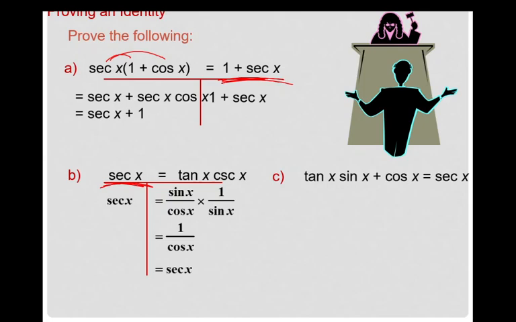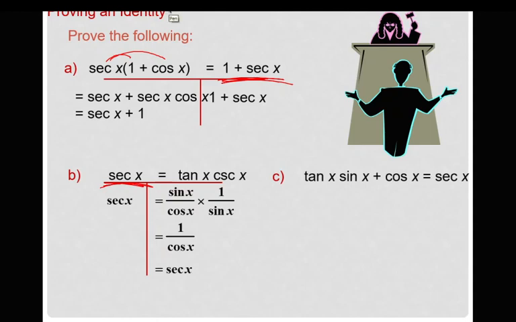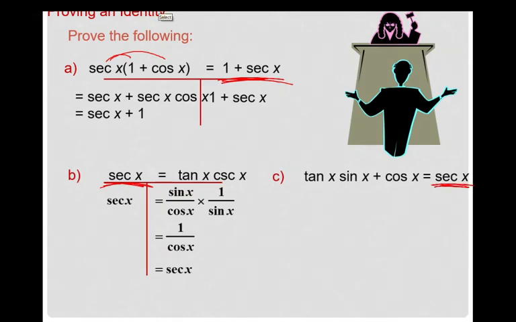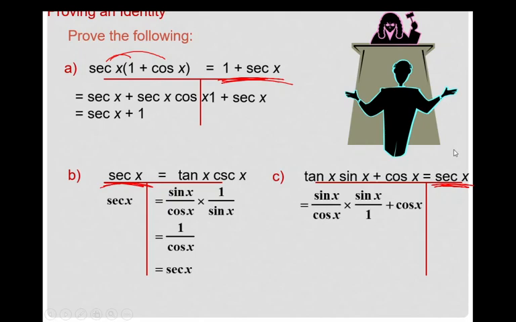Obviously, we're going to start with the left side because that's the more complex side. So this is my answer. I'm trying to get to secant again. Okay? So where do I start? Well, I got tangent times sine, so we could start there and change that to sine over cosine, which means I've got sine over cosine times sine, which ends up being sine squared.